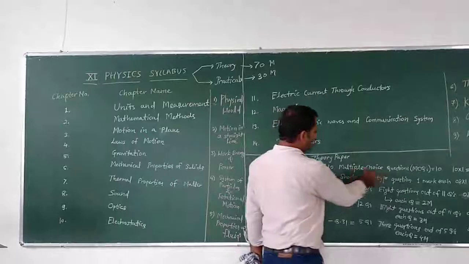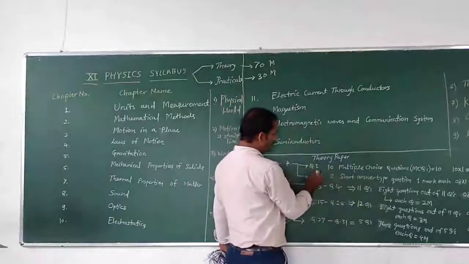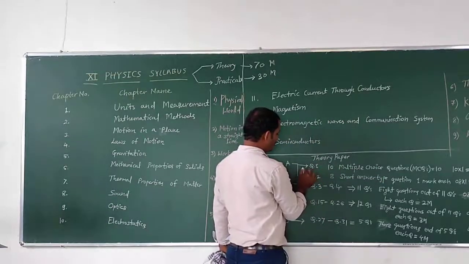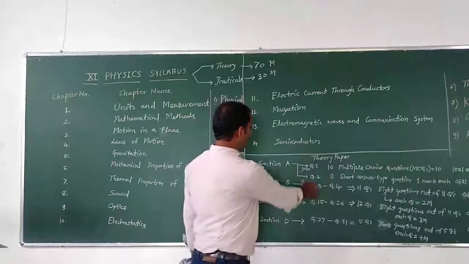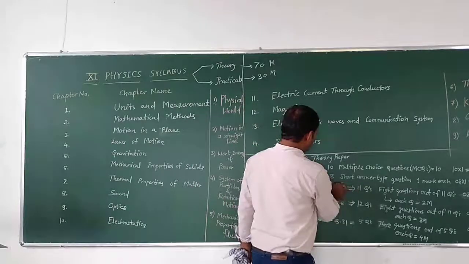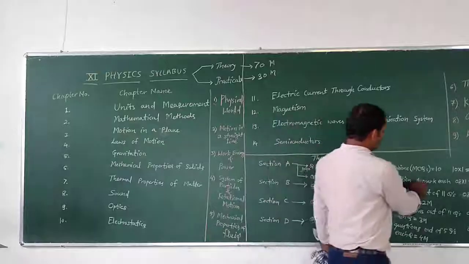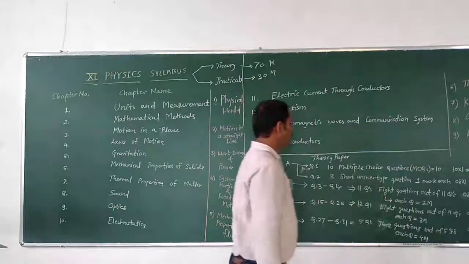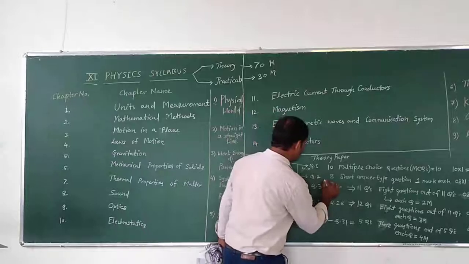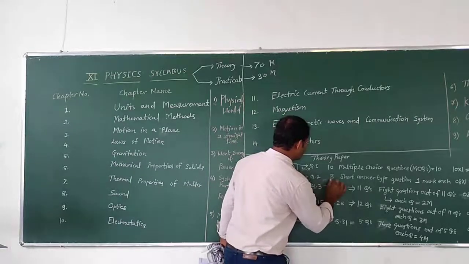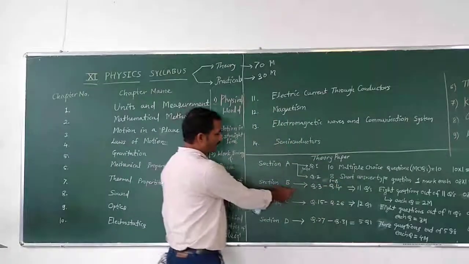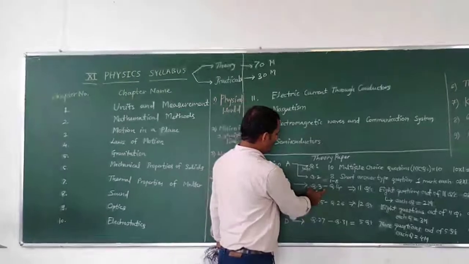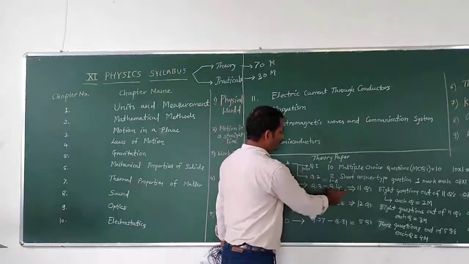Question 1, 10 multiple choice. In question 1, there are sub questions from 1 to 10. In question 2, short answer type, each will have 1 mark. So there also are 8 questions, 1 to 8. These are sub questions. Section B will start from question 3 to 14.